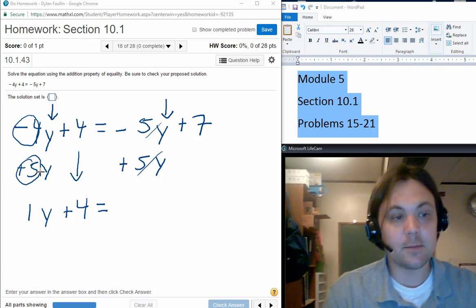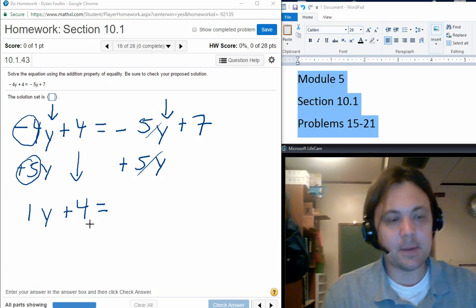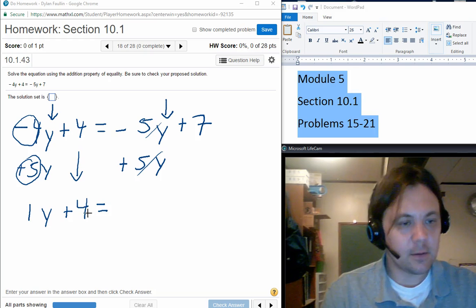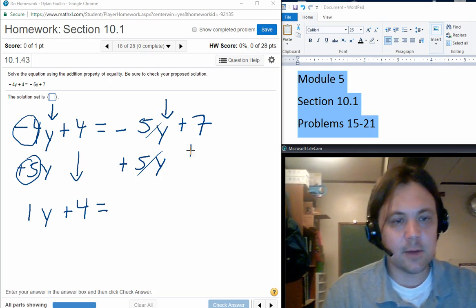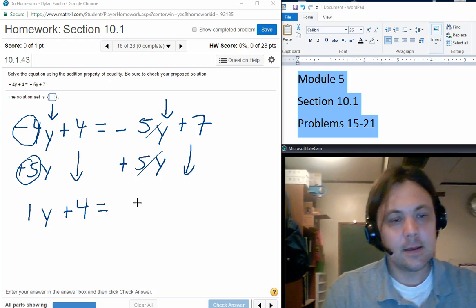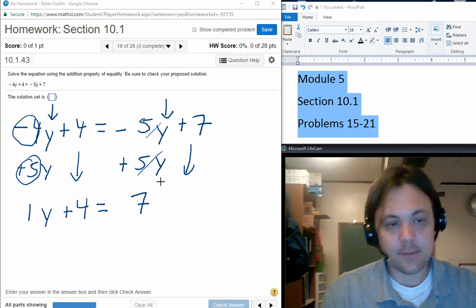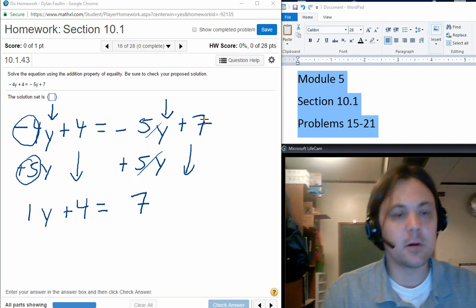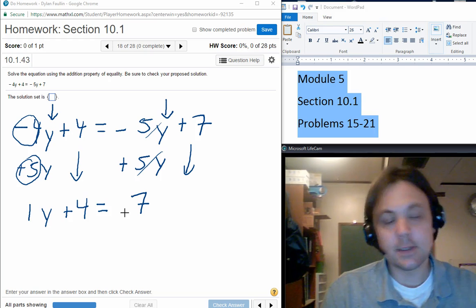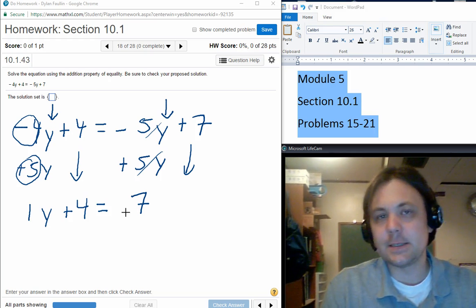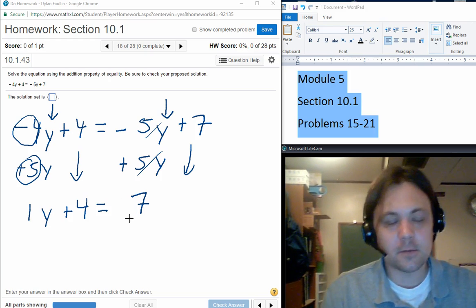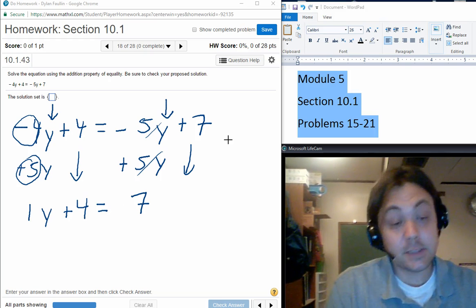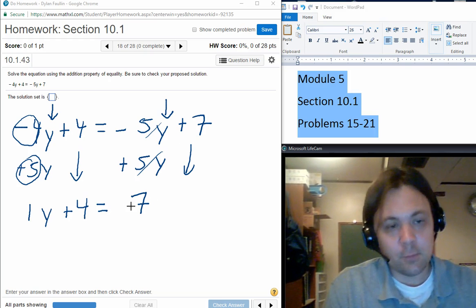Anything that was unaffected by what we just did gets copied down to the next line. That includes the plus 4, the equals 2, and the positive 7, which we can just write as 7. Since the 5y is not there anymore, the plus sign doesn't really need to be written. It's technically there, but it's invisible. It's a positive 7. We just don't bother to write the plus sign when it's positive. If this was a minus 7, we would write the negative sign.